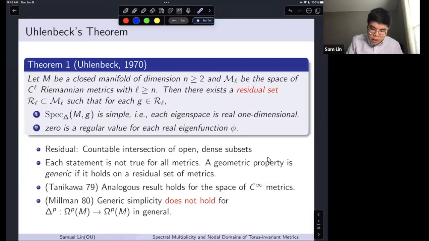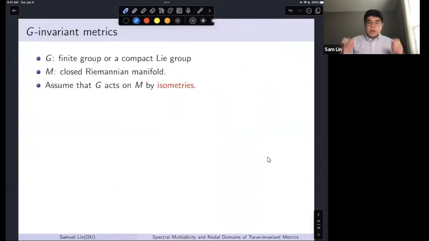I should also mention that in this theorem, to get the first statement, you only need L to be greater than or equal to 2. To get the second statement, you need L to be greater than or equal to the dimension of the manifold. Okay, now what's the opposite of a generic metric? To me, the opposite is a metric with symmetries.